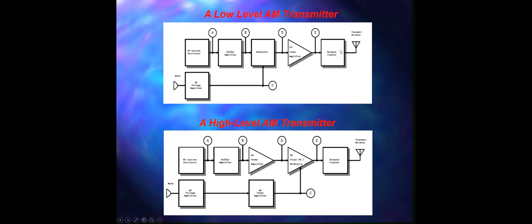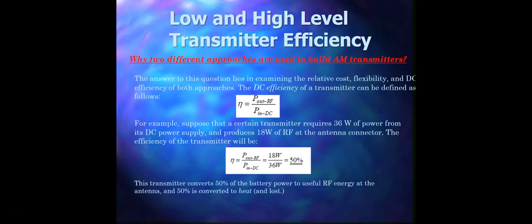Now, why are these two different approaches used to build AM transmitters when both methods essentially look very much the same? So I'll move on to the next slide, and here is the answer. The answer lies in examining the cost, flexibility and DC efficiency of both approaches.